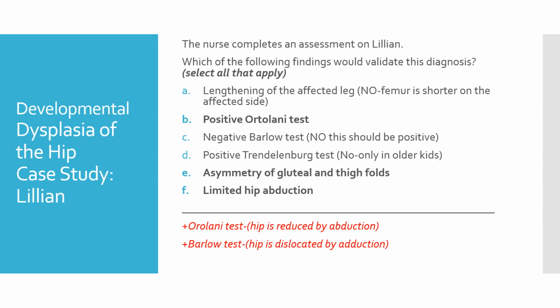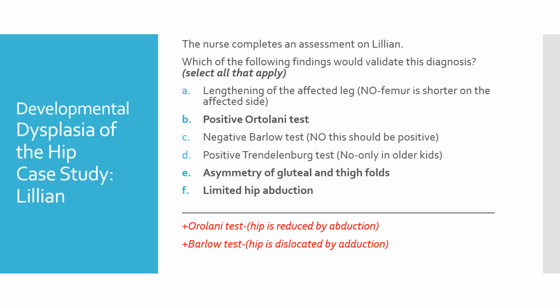So the nurse completes an assessment on Lillian. Which of the following findings would validate this diagnosis? So lengthening of the affected leg? No. The femur is shorter on the affected side. Positive Ortolani test? Yes, that would be the hip is reduced by abduction. In other words, it goes back into the joint by abduction.